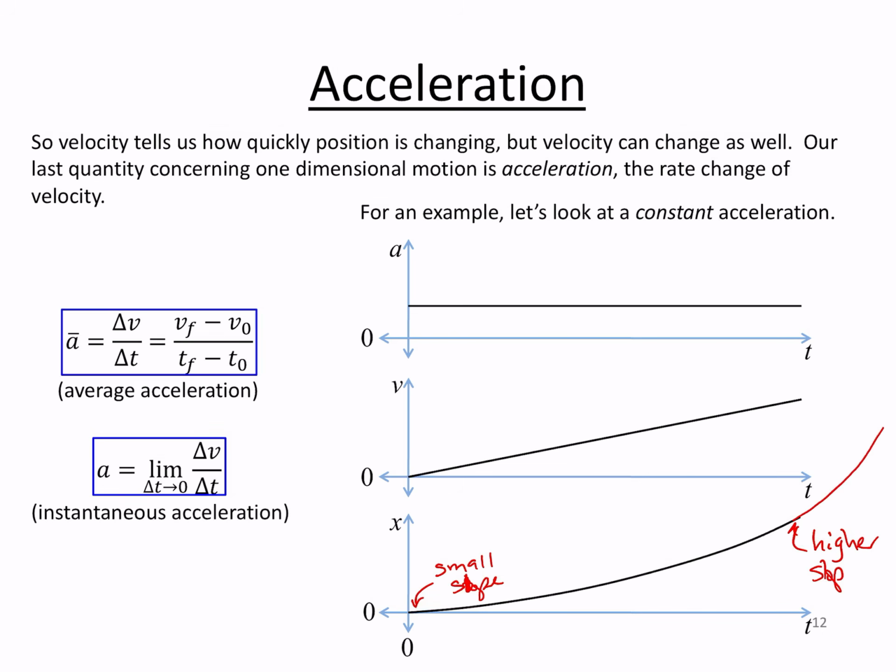Now, why is that? Well, remember that velocity is the slope of an x, so position versus time graph. And so down here at time 0, or close to it, the value of the velocity is small and positive. So when we come down here to the x versus t graph, the value of that slope is going to be small and positive. And when we come up here to the other end of the graph, our velocity is significantly larger. And so the slope of our x versus t graph is going to be significantly larger.